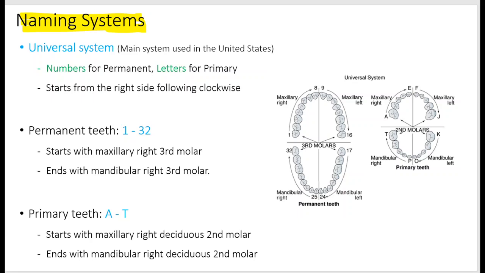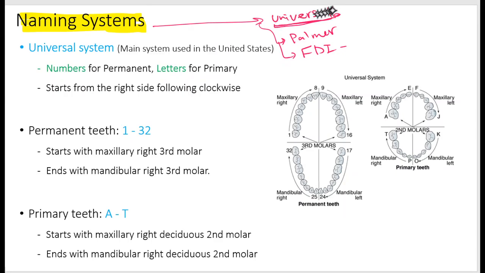And again, there are different numbering systems, but there are 3 that we'll go over. You have the universal, the Palmer, and the FDI or international. The universal is the most used one in the United States. That's the one that you need to focus on and memorize the teeth like you know your name. It will take a while, but with a lot of repetition, you will definitely know these teeth, and it's super important.